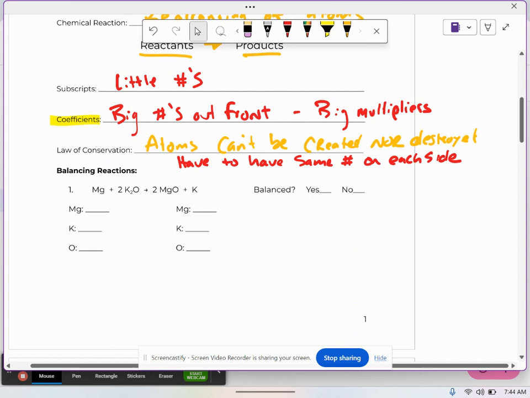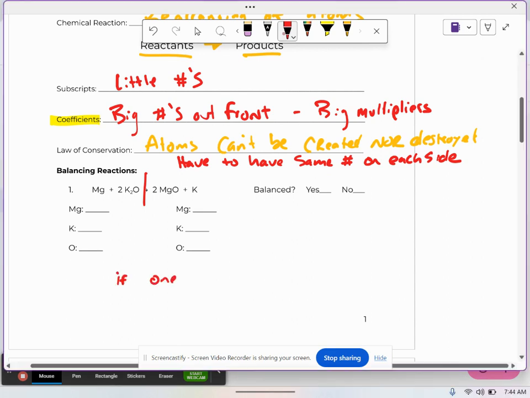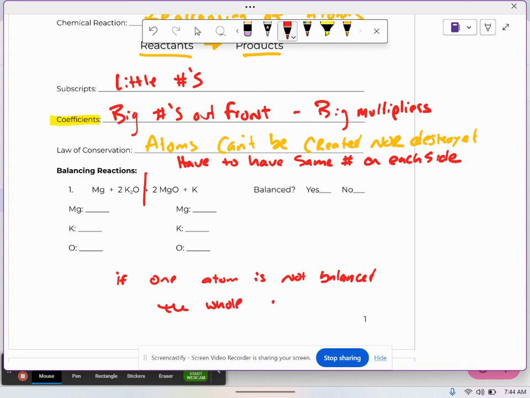All right. And what you want to do is you want to basically just do this. I like to say there's a wall there, and you got to have the same number of each atom on each side of the wall for the equation to be balanced. If one atom is not balanced, the whole thing is not balanced. So all of them have to be the same across. And I'll show you here.